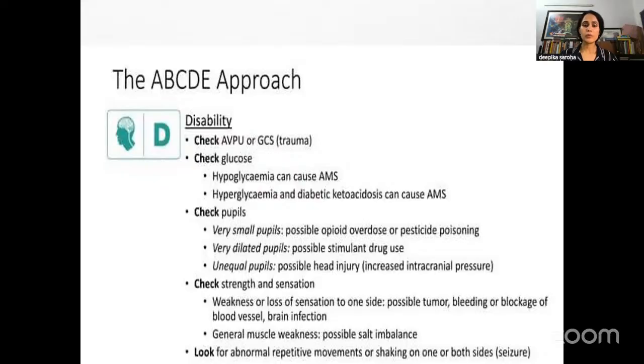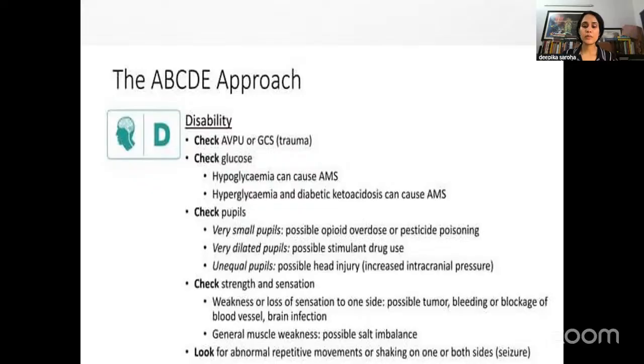An unequal pupil can be suggestive of a possible head injury, that is, increased intracranial pressure, be it because of stroke, tumor, or any head injury that is not evident on external examination. Check for strength and sensation. Any weakness or loss of sensation on one half of the body, one half of the limb, can suggest a possible tumor, bleeding or blockage of the blood vessels, brain infarction, or brain infection also.